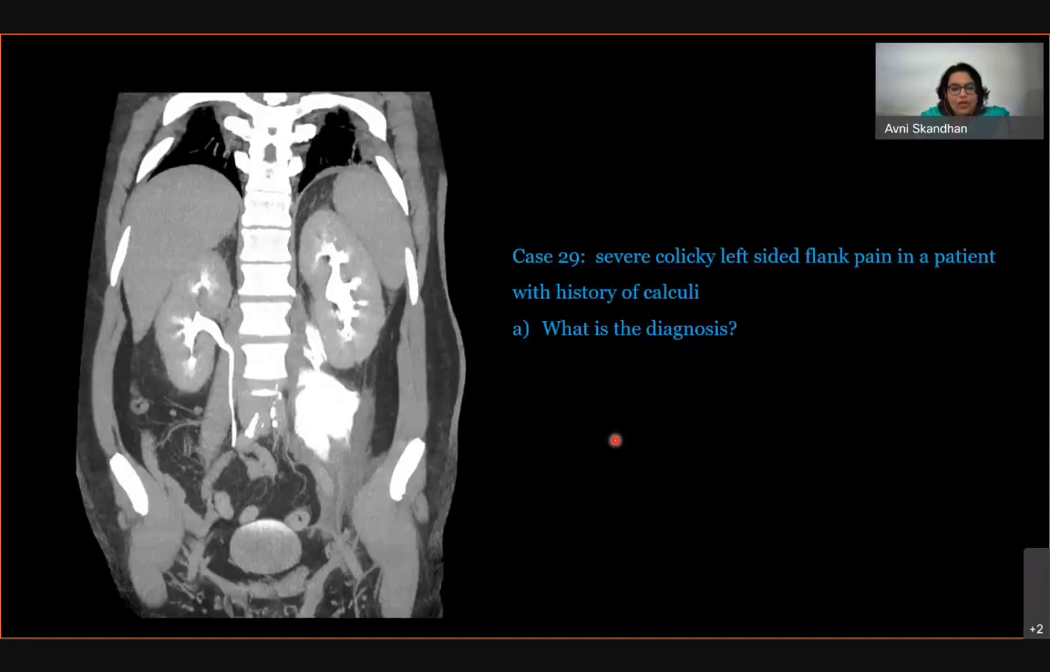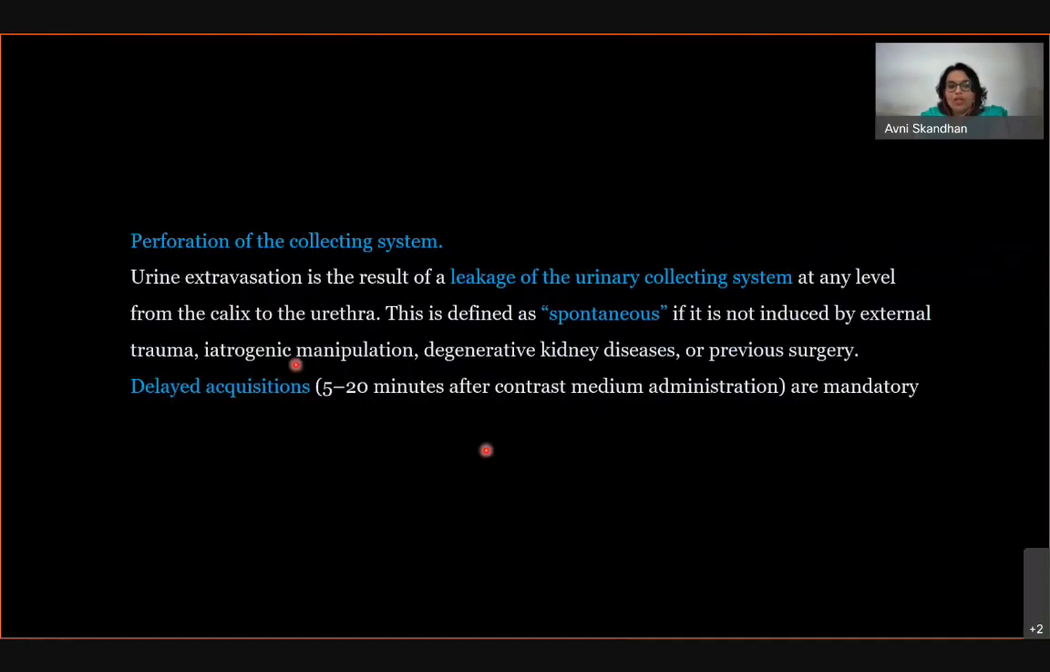Okay. So this is the patient who presented with severe colicky left-sided pain, and this patient had a history of calculus. What is your diagnosis? I already mentioned this. Yeah. So when the calculus causes a ureteric rupture, a urinoma has formed. That is a spontaneous rupture that has occurred. When it occurs because of an iatrogenic or a traumatic cause, the pathology is different.